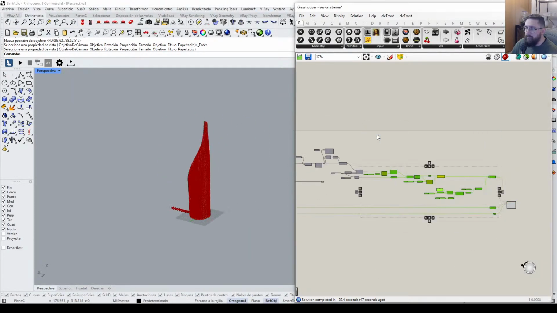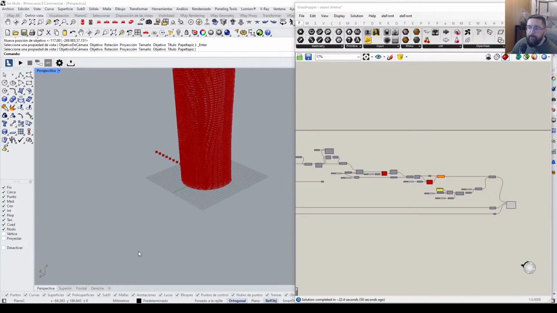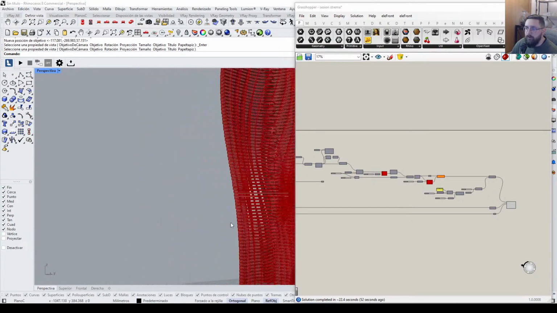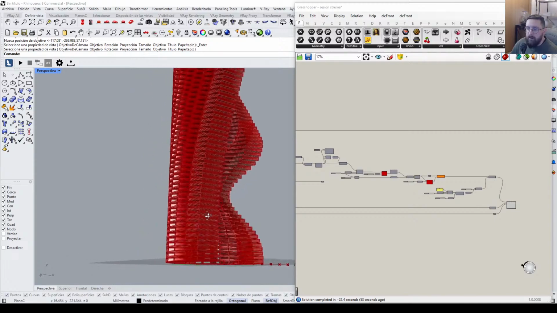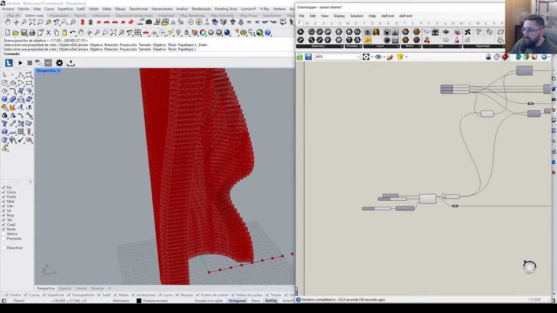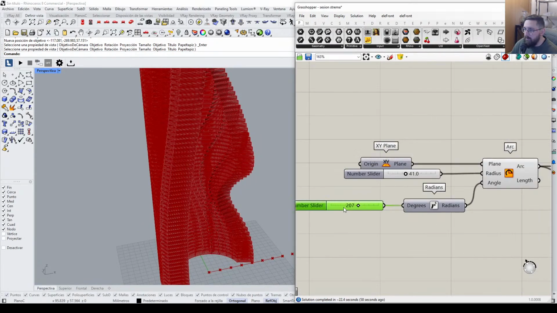Okay, turn this off. Okay. Yeah, sort of, I guess. I guess what we'd have to do is increase the radius. So I'm going to say 360. So it goes all the way around.